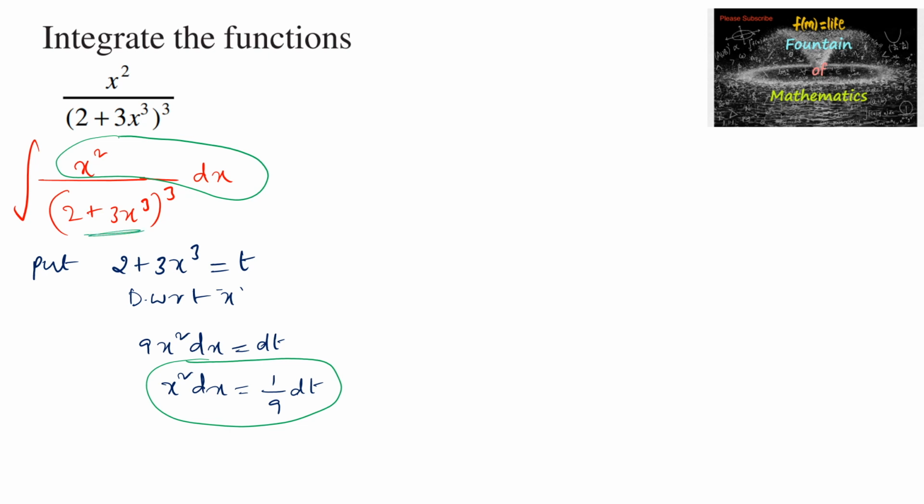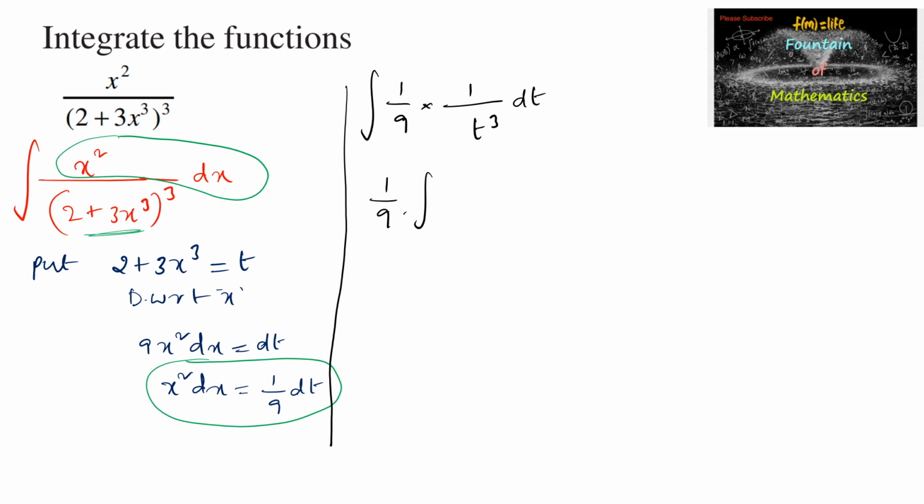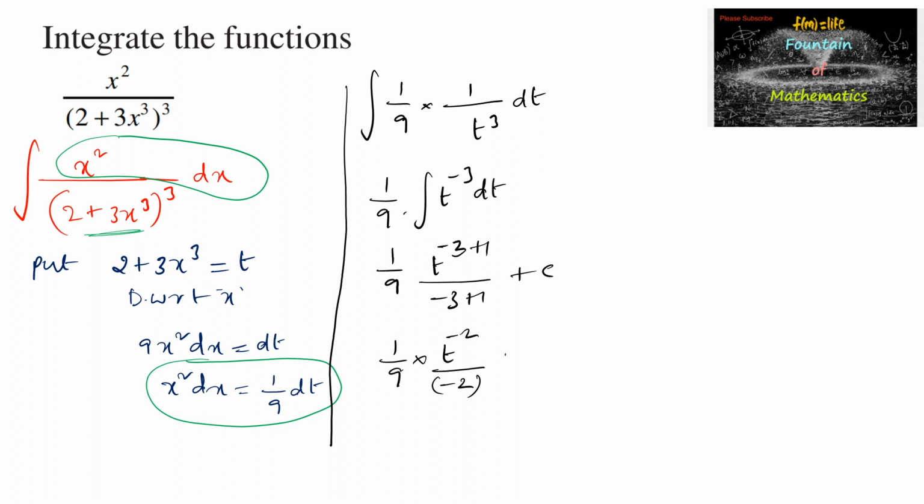So we can write the integral as integral 1 by 9 times 1 upon t power 3 dt, that is 1 by 9 integral t to the power of minus 3 dt, that is 1 by 9 times t to the power of minus 3 plus 1 divided by minus 3 plus 1 plus integral constant, that is 1 by 9 t to the power of minus 2 divided by minus 2 plus c. So that we can write minus 1 by 18 times 1 by t square plus c.